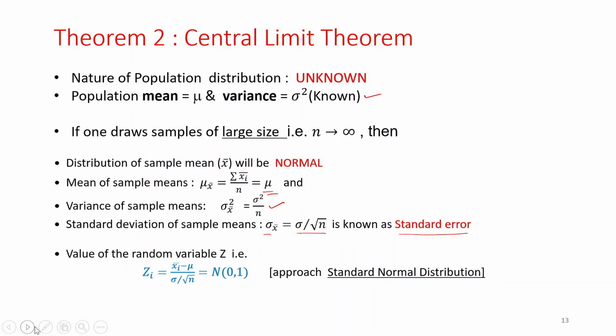And the variable z, I think we have discussed it earlier. Z is a standard normal variable, and we can write that x bar minus mu by sigma by root n will follow the standard normal distribution with mean equal to 0 and standard deviation 1. So it becomes a z variable. So z is x bar minus mu by sigma by root n. This will approach the standard normal distribution.